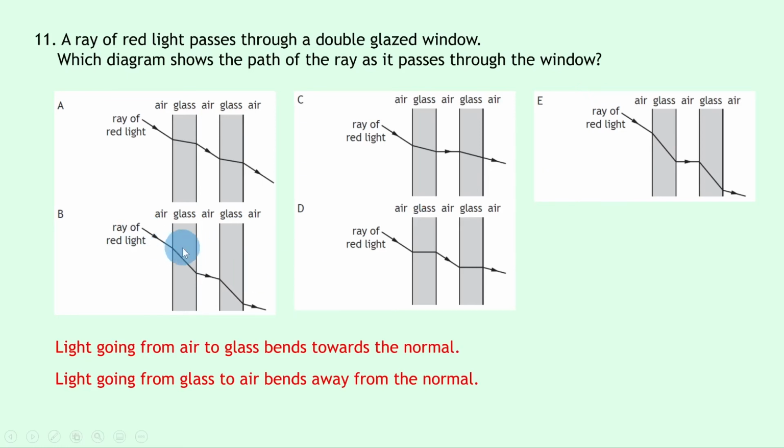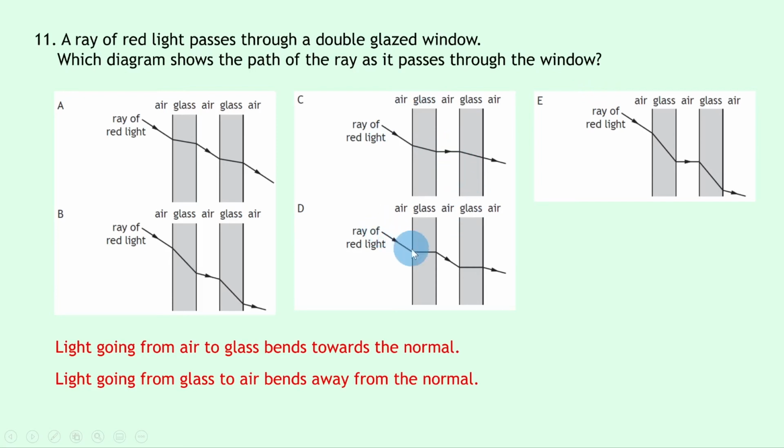So for B, we would have our normal along here, and the light is coming in, and then it's bending away from the normal, so it's not bending towards the normal here. And then as it leaves, it's bending towards the normal, which would be along here. So that is incorrect. For C, we've got the light coming in and then bending towards the normal, but then it also bends again towards the normal when it leaves the glass. So that has got to be incorrect.